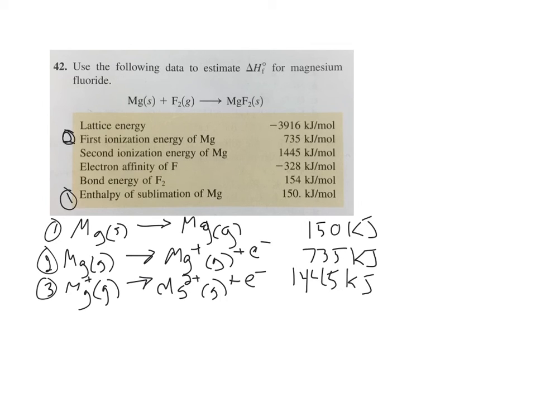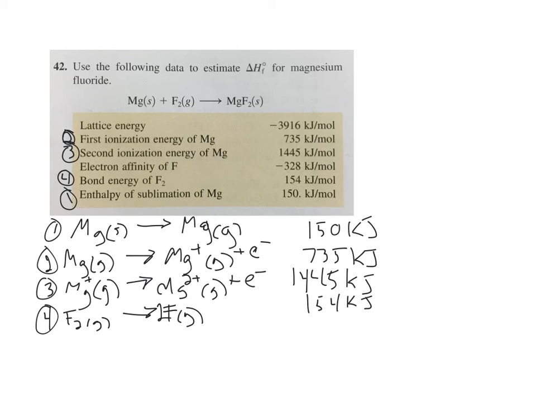The next step is separating the fluorine molecule into 2 separate fluorine atoms. In order to do that, so this is step 3, we have to overcome the bond energy of F2, which is 154 kilojoules.